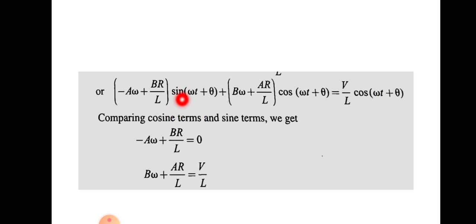When we compare the sin omega t plus theta terms, on the left side the term is minus a omega plus b R divided by L. On the right side there is no such term, so we equate it to 0. Similarly, we can compare the cos omega t plus theta terms. On the left side b omega plus a R by L comes, and on the right side V by L comes, so we can equate these two. From these two equations we want to find the value of a and the value of b.